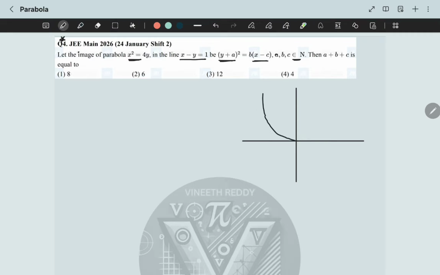Very simple. Now let me try drawing the parabola. The vertex of the parabola is the origin, that is (0, 0), and the focus is (0, 1), which is on the y-axis. Perfect. Now we have a line x minus y minus 1 equals to 0.